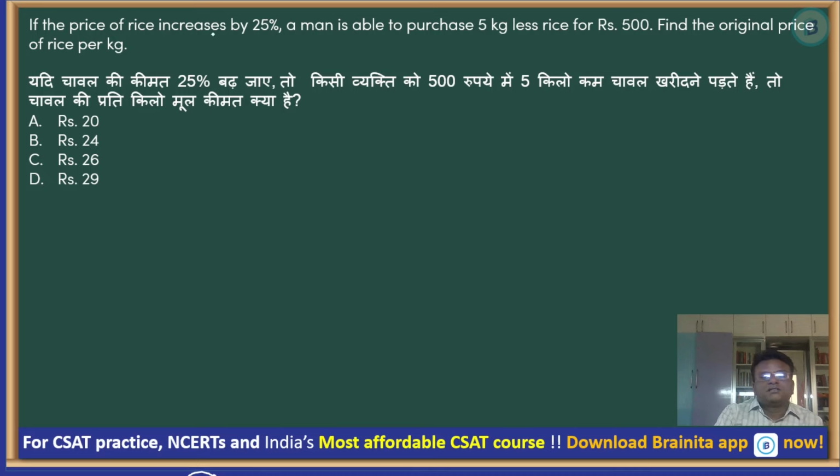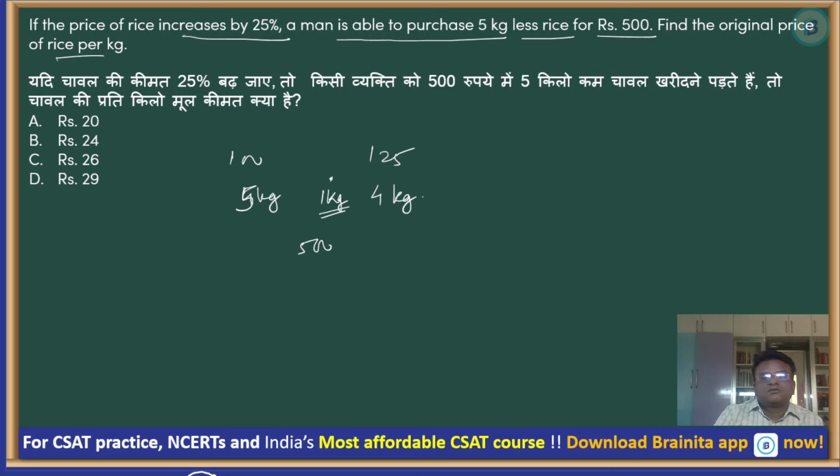If the price of rice increases by 25%, a man is able to purchase 5 kg less rice for 500. Find the original price. So let us say the price was 100, it became 125. He had 500 rupees. So he was able to buy 5 kilos here. Now he will be able to buy 4 kilos here. So this is the difference of 1 kilo.